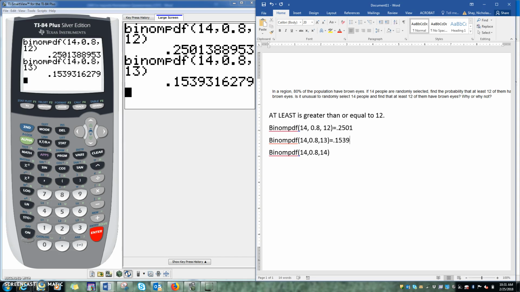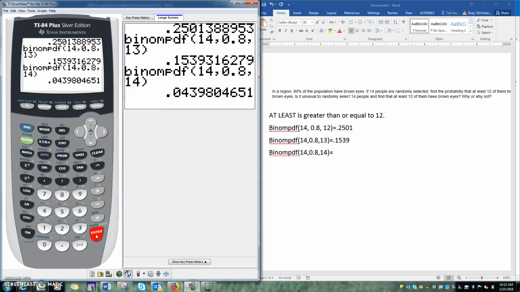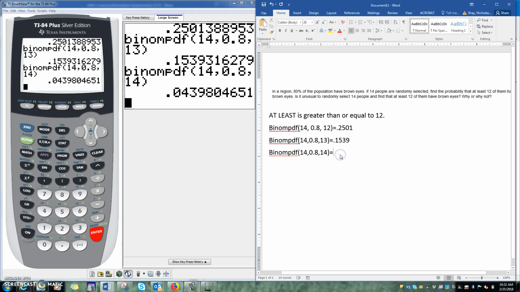All right, one more here. We're going to do it with 14, the probability of picking 14 people and having all 14 of them have brown eyes. And that would be 0.04. If we're going to round, it's going to go to 40, right? Because if we're rounding to 4 decimal places, this 9 is actually going to round up to a 10, which makes that 3 a 4. So basically we're rounding that 39 up to a 40.